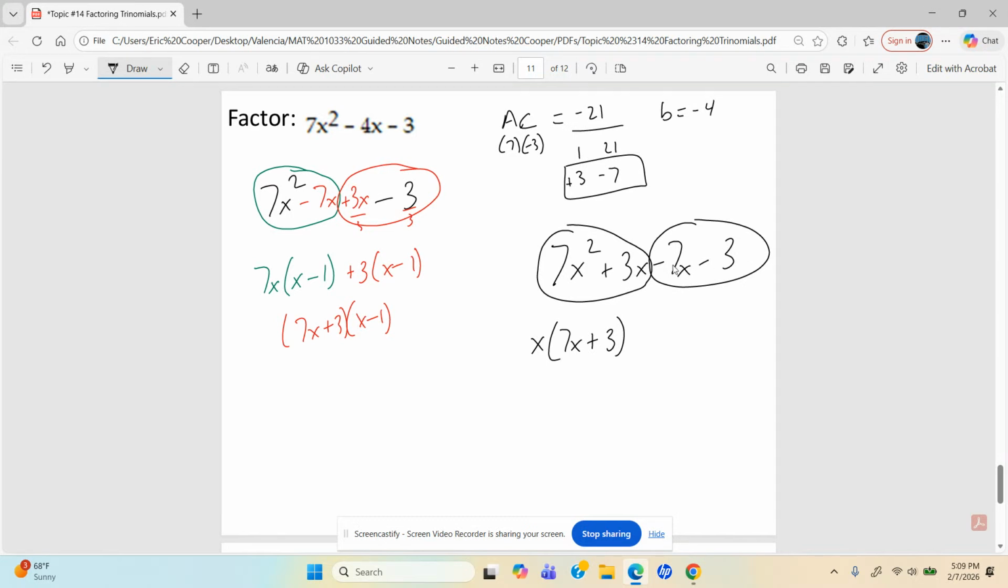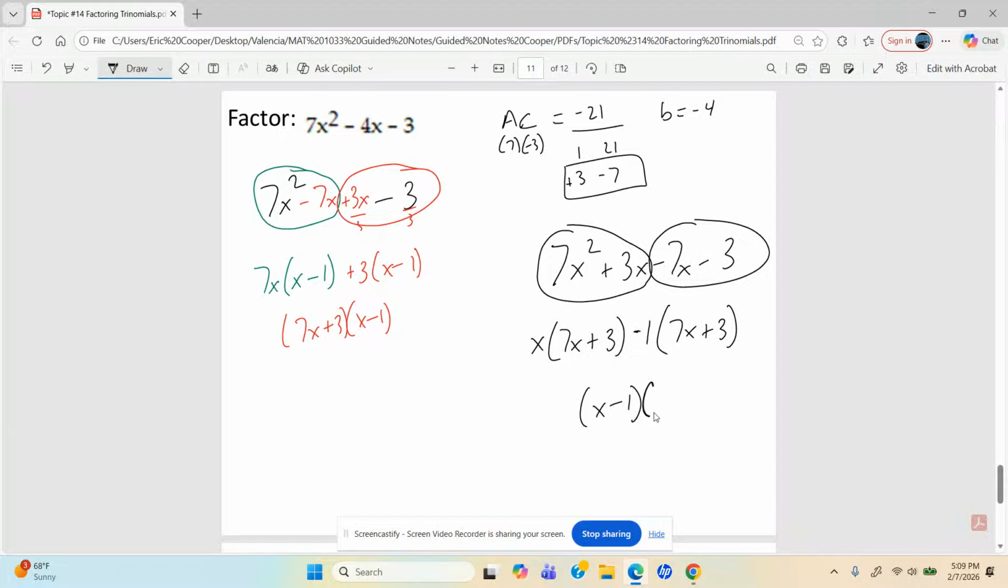From the second group, I have to factor out a negative. 7 and 3 don't have any common factors. The x's don't have any common factors because the 3 doesn't have an x. We have to factor out a number here, so we have to make sure it is a 1. Or if you can't factor out anything, we put it as a 1. And this time we'll call it a negative 1 because this sign is negative. Negative 7 divided by negative 1 is 7x. Negative 3 divided by negative 1 is positive 3.